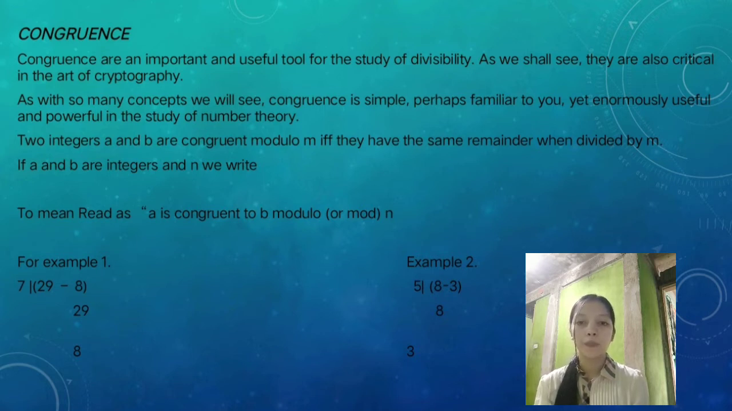Example number 2. 8 is congruent to 3 mod 5, meaning 5 divides 8 minus 3. We divide 8 by 5, which is 1 with a remainder of 3, and 3 divided by 5 is 0 with a remainder of 3. So this is congruent because they have the same remainder.